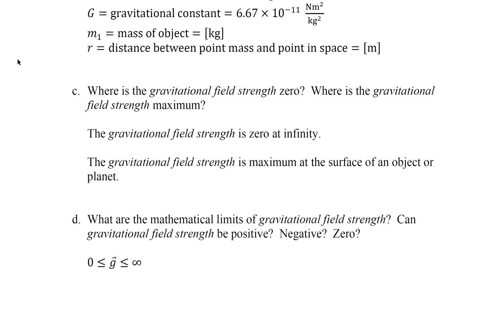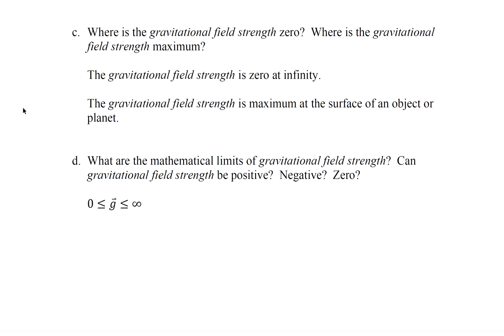Part C, where is gravitational field strength 0? Where is it maximum? It's 0 at infinity, meaning when you're infinitely far from another object. It's maximum at the surface of an object or planet. Part D, what are the mathematical limits of gravitational field strength? Could it be positive, negative, 0? It's always between 0 and infinity.